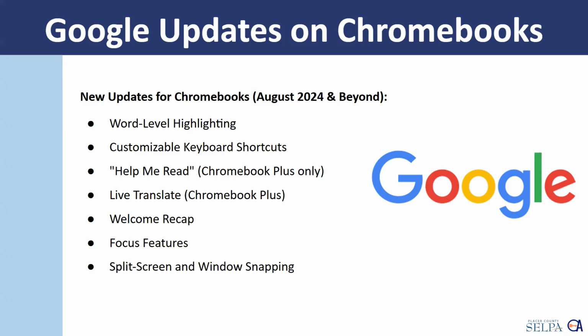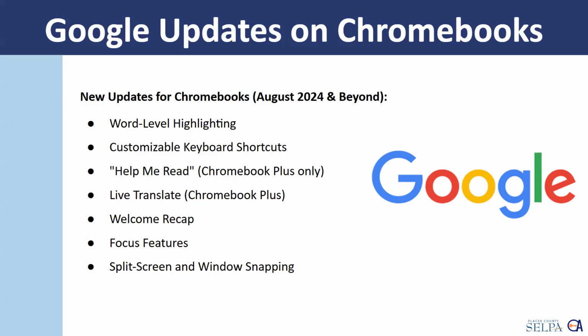Now, some of the new updates for Chromebooks since August are listed here. We've got word-level highlighting. So this is text-to-speech that now highlights words when used with the magnifier, supporting students with visual impairments. We've got customizable keyboard shortcuts. Those personalization options are for students with orthopedic impairments to really reduce keystrokes.